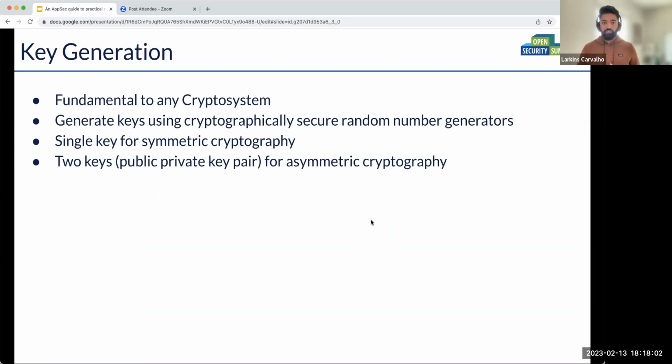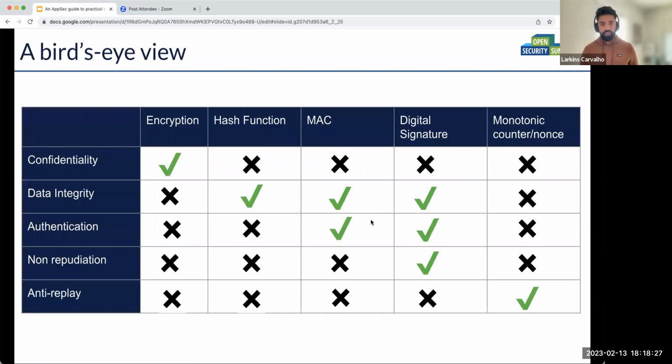Key generation. Key generation is fundamental to any crypto system. We generate keys using cryptographically secure number generators, and in symmetric cryptography, we generate one single key for encrypt and decrypt operations, versus in asymmetric, where we generate a public-private key pair, meaning they are associated with each other. Now let's take a look at the bird's eye view of what we just discussed, the different primitives and what cryptography provides.